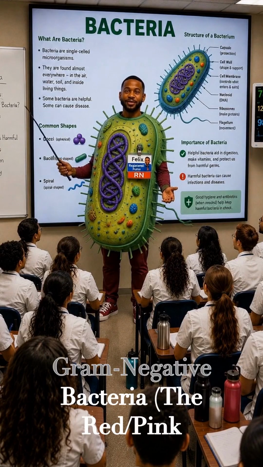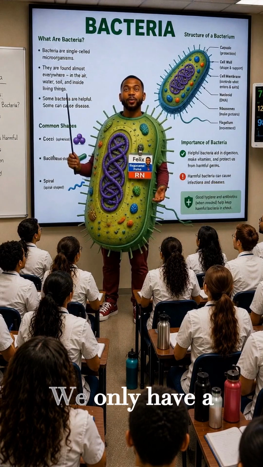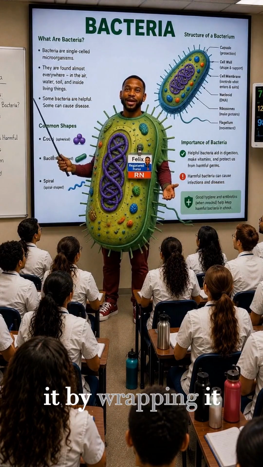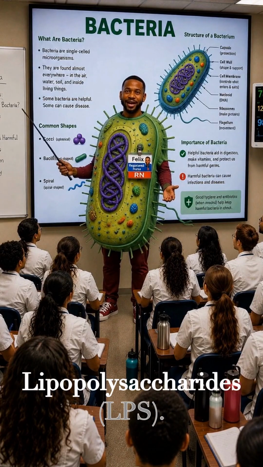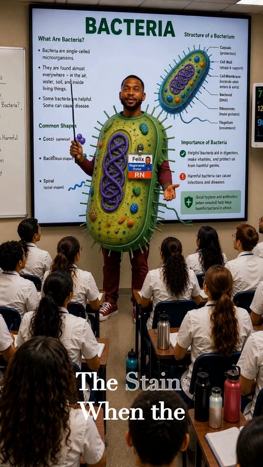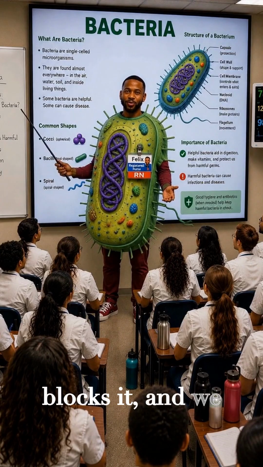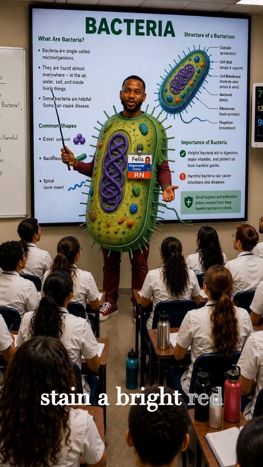Two, gram-negative bacteria, the red-pink team. The structure: we are much sneakier. We only have a very thin layer of peptidoglycan, but we protect it by wrapping it in a tough, extra outer membrane made of lipopolysaccharides, LPS. The stain: when the purple dye is washed away, our outer membrane blocks it, and we absorb a counter-stain dye instead. Under the microscope, we stain a bright red or pink.